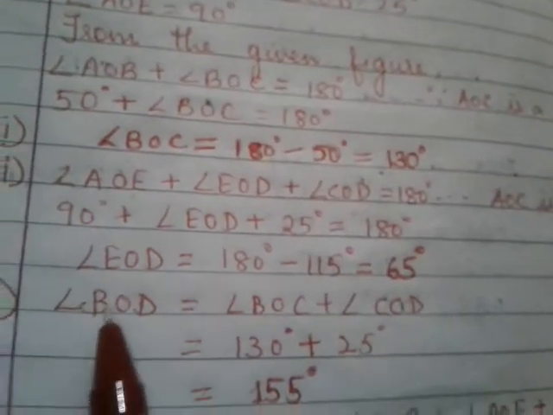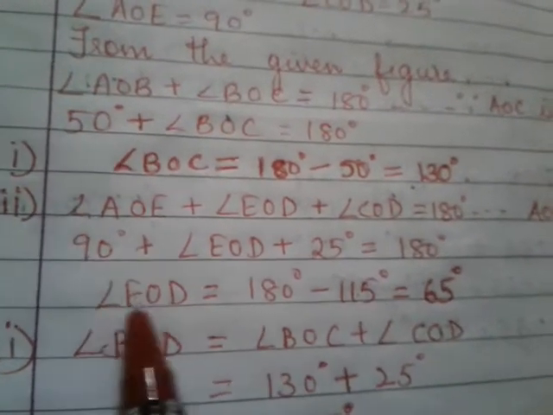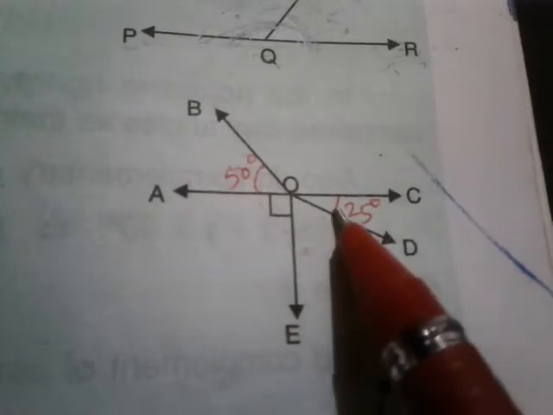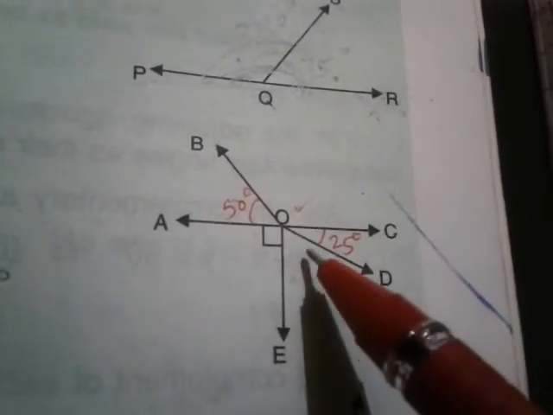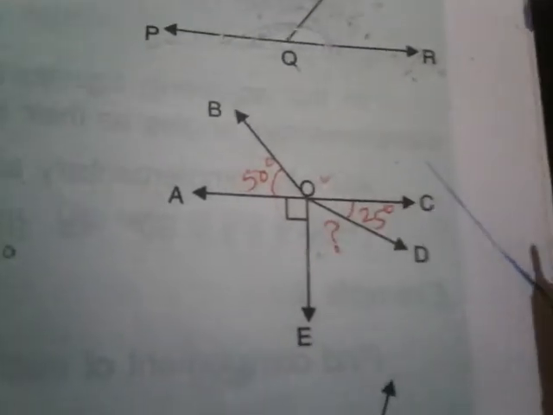Okay. So question number 2, let's see what is asked. Question number 2 is find angle EOD. The figure is very important because you have to take everything from the figure. So EOD has to be found. Now we have found this, and this is the only one left, so this has to be found. So what will you do, children?